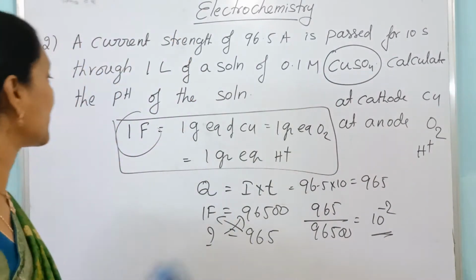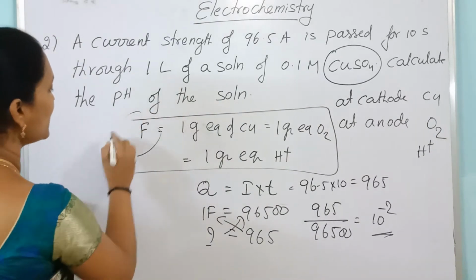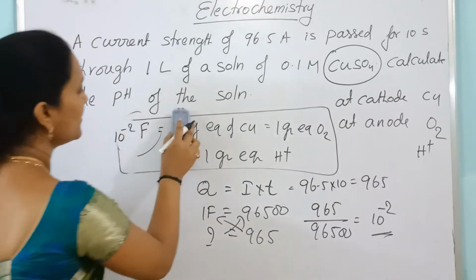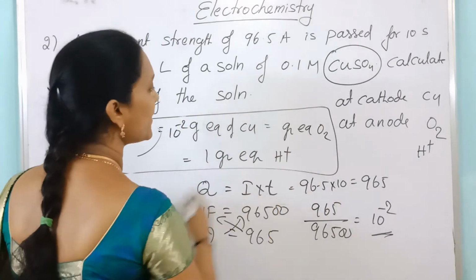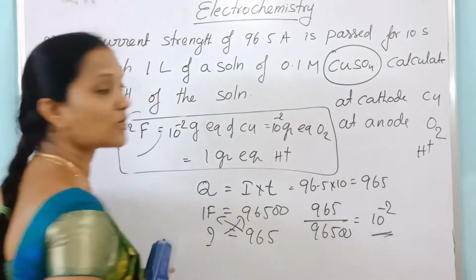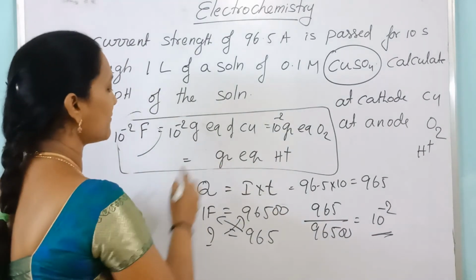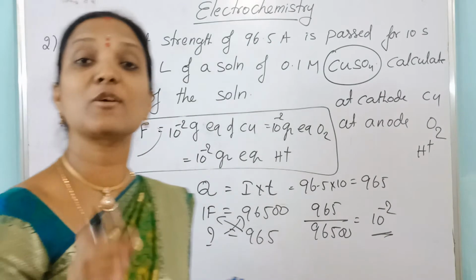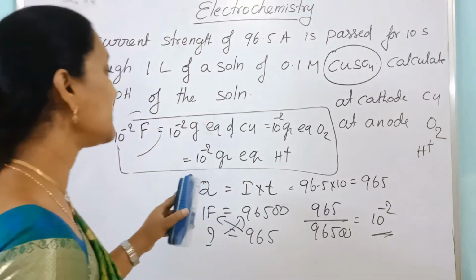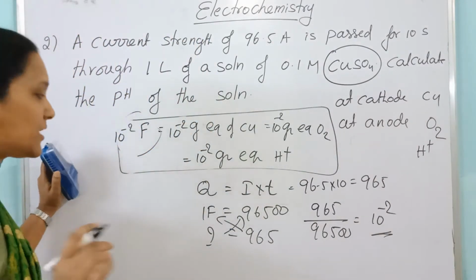Now see this. 10 power minus 2 Faradays gives 10 power minus 2 gram equivalents of copper, 10 power minus 2 gram equivalents of oxygen, and 10 power minus 2 gram equivalents of H plus. So how much H plus we are getting? 10 power minus 2 gram equivalents.